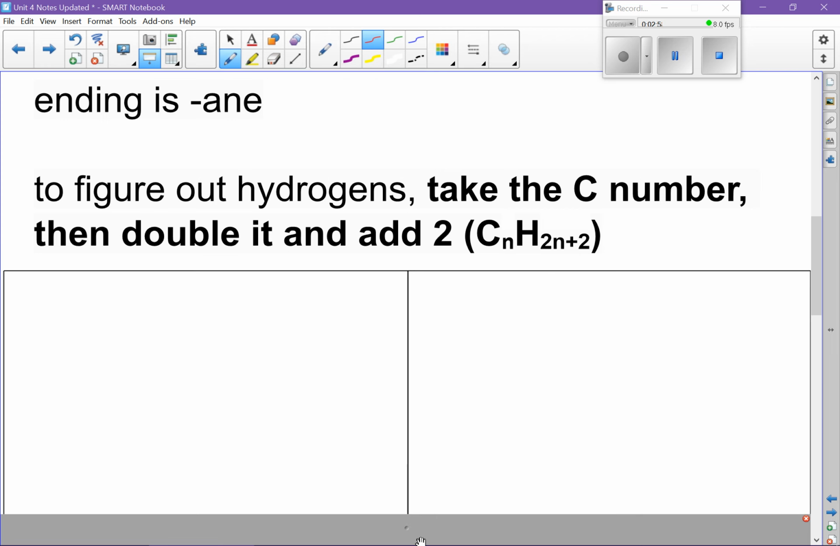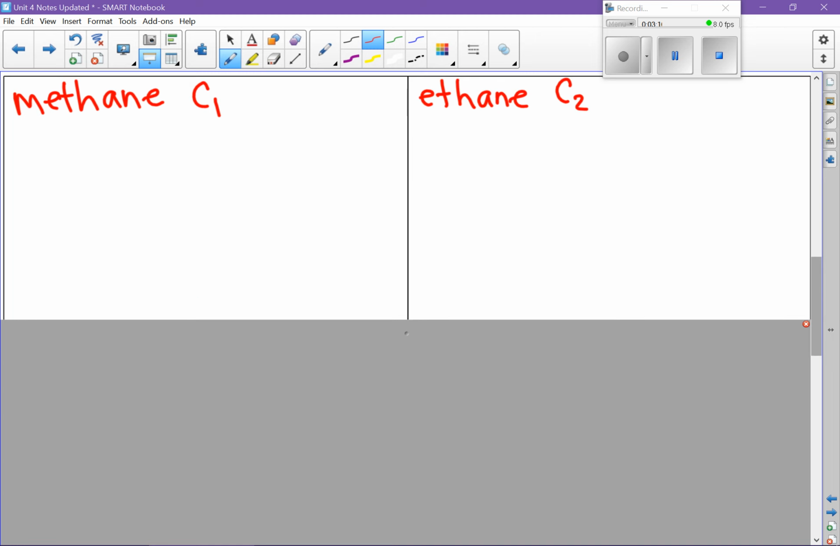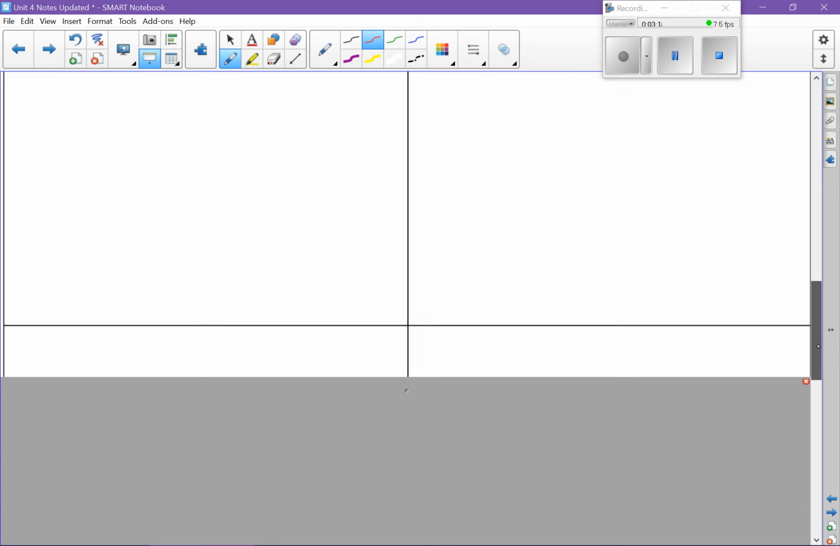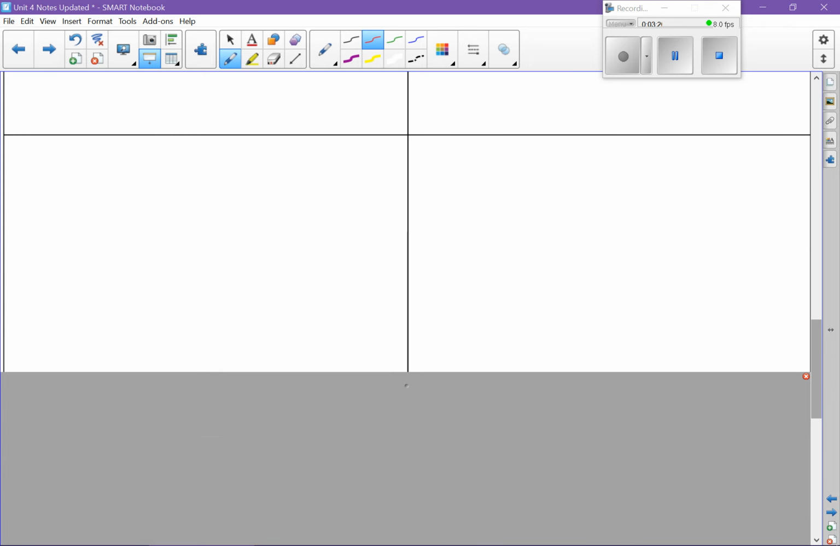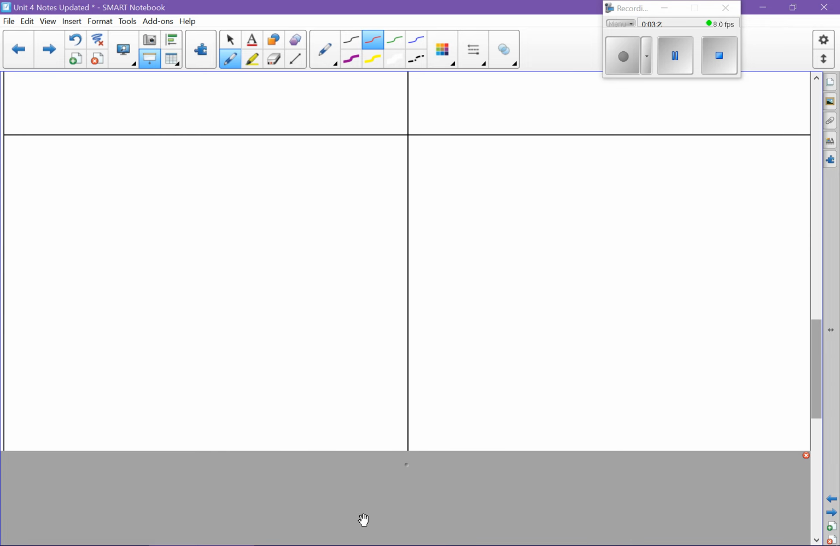In these boxes, we're going to write out the names. The first one, for 1 carbon, the prefix is meth, and the ending is ane. For 2 carbons, the prefix is eth, and the ending is ane. So this means 1 carbon. This means 2 carbons. So keep going. And we're going to write more stuff in that box, so leave yourself the room. It's there for a reason.